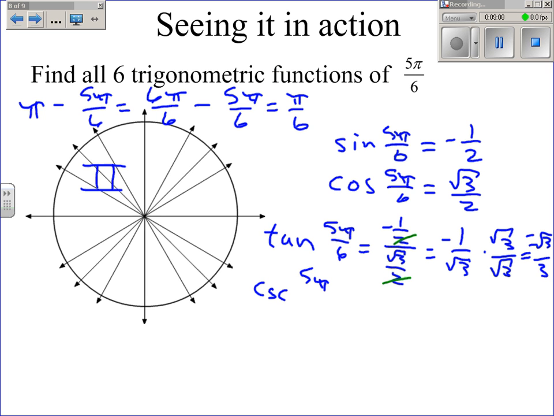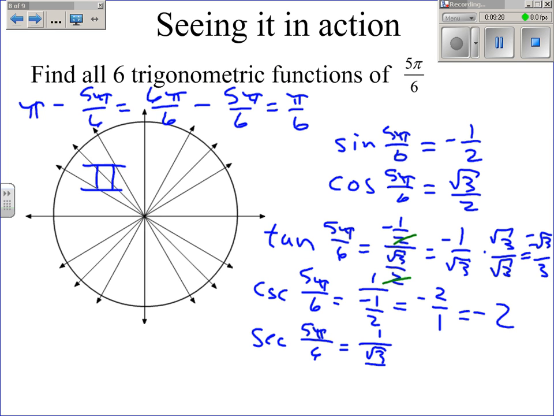Cosecant is 1 over sine, or the reciprocal of sine. So it's just 2. Secant is 1 over cosine, or the reciprocal of cosine. So again, we have a fraction, and we have to rationalize its denominator. And the result is negative 2 root 3 over 3.